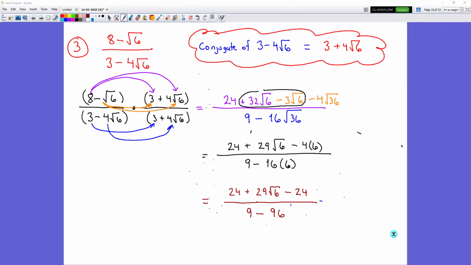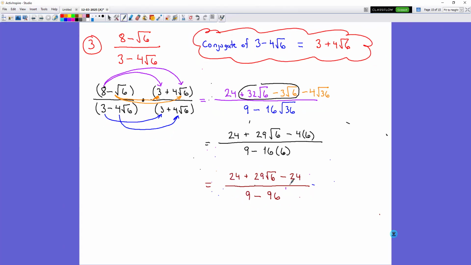And notice that on the numerator, we have 24 minus 24. Let's see, did I write that? I guess, yeah, it's 24 minus 24, right? Did I write something wrong? No, yeah, it's 24 minus 24. So therefore, they're going to cancel out. So that's what happens. And so we have just 29 square root of 6. We got that. And then we have to subtract 9 minus 96. So 9 minus 96 is going to be negative 87.